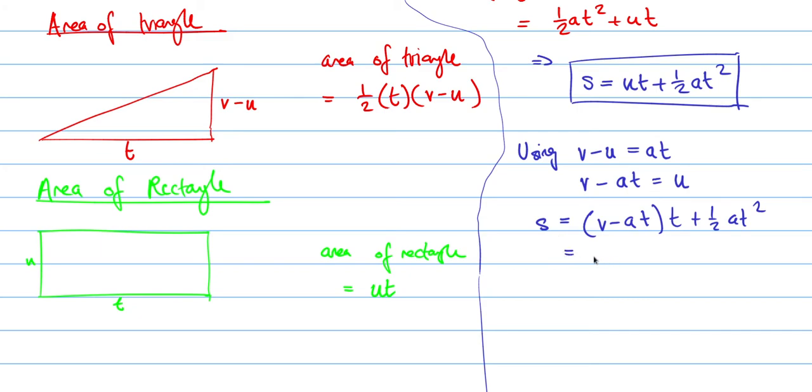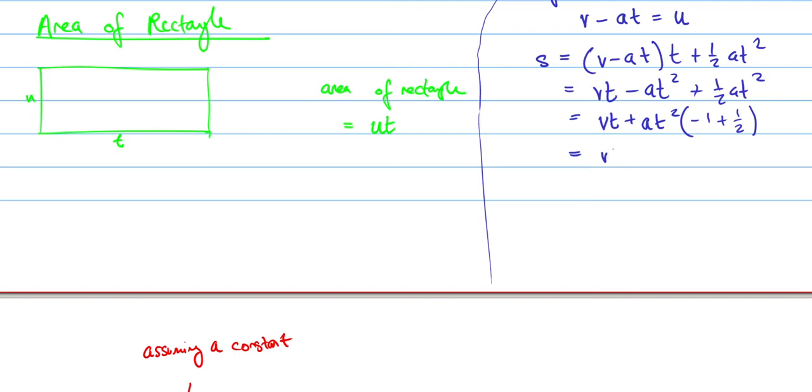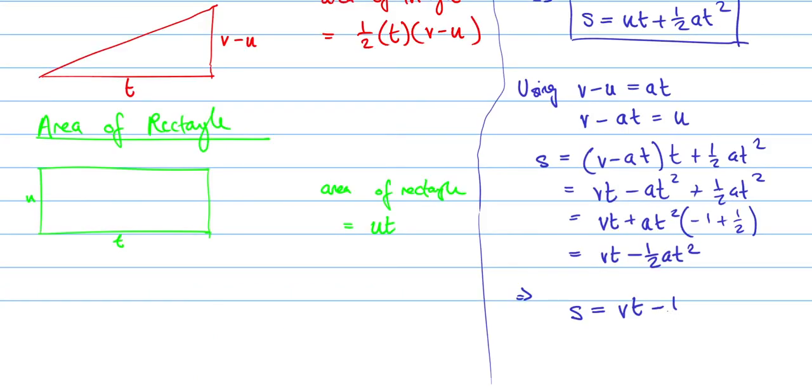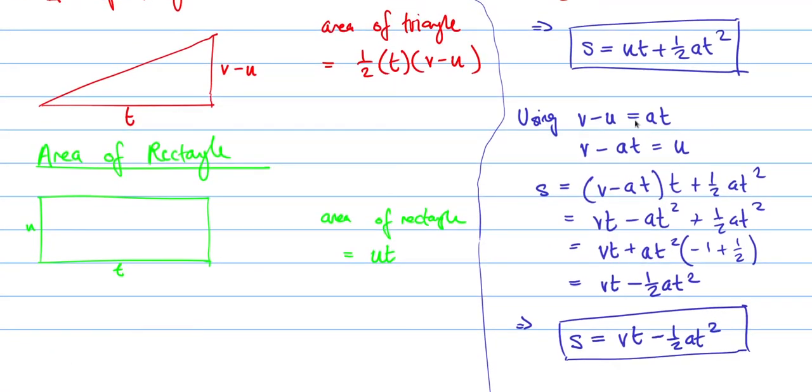If we expand this out, vt minus at squared plus half at squared. We can actually take at squared common, so we have minus 1 plus half. What is that? Why, it's minus half, of course. So we basically have vt minus half at squared. So there we go. s is equal to vt minus half at squared. We got two different forms, and they're quite easy to remember because it's literally s equals ut plus half at squared, and then the other one is s equals vt minus half at squared.